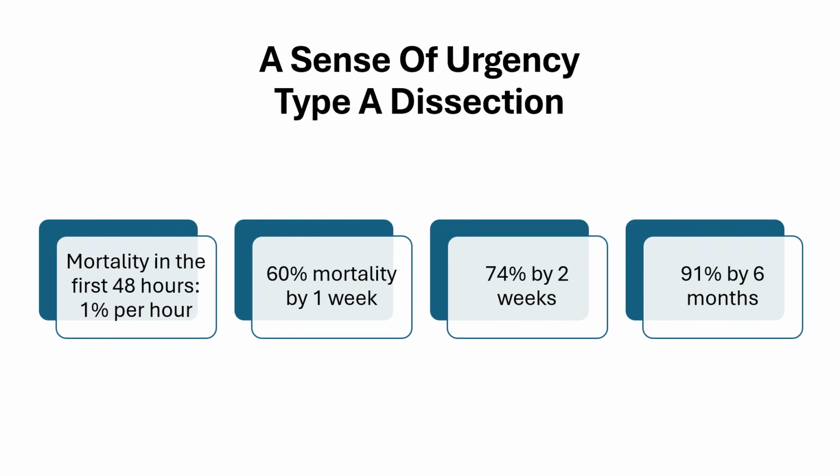Acute type A dissection represents a true medical and surgical emergency. Within the first 48 hours, the mortality is approximately 1% per every hour without the surgery. By 1 week, approximately 60% of patients will be dead. By 2 weeks, approximately 74% of these patients will be dead.